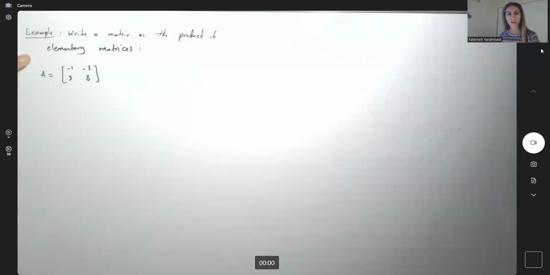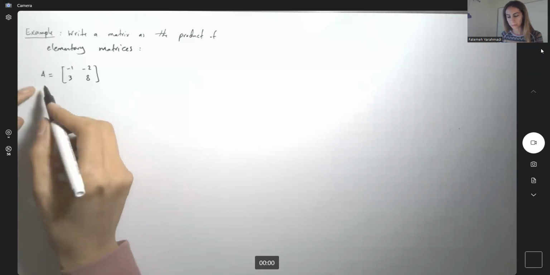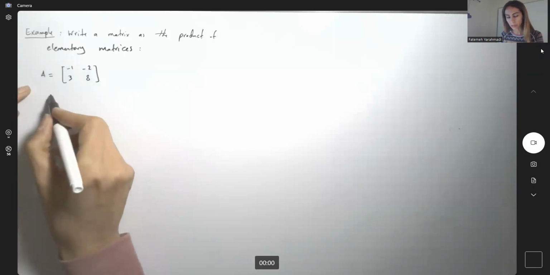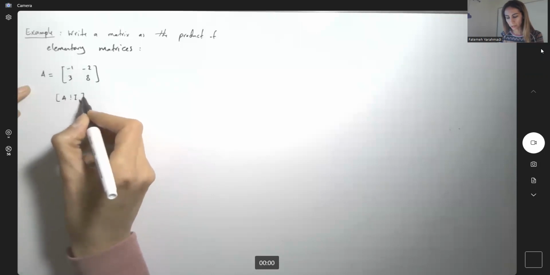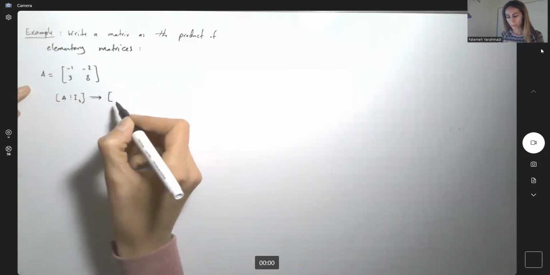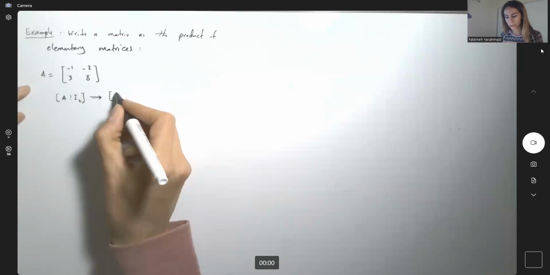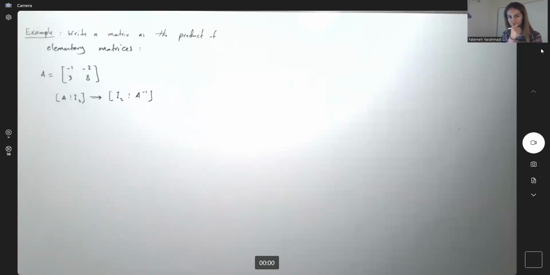This example says, write a matrix as the product of elementary matrices. So please be patient. Here, what are we going to do? Remember, when we try to reduce the rows of this matrix, you can form a joining matrix, A, and in this case, I2. Then by applying the Gauss-Jordan elimination, you can convert this into I2 and the inverse of the matrix. So keep that in mind.